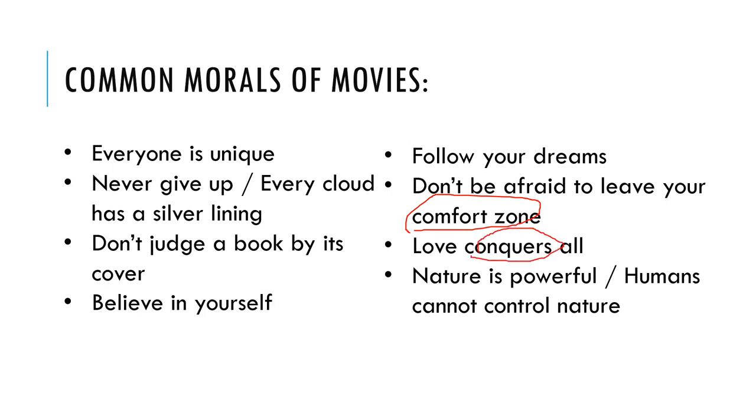Conquers means 征服. So let's say if your film is a romance, then you think that the message behind is the power of love, then you can say, the moral behind the film is love conquers all. The last one is nature is powerful or humans cannot control nature. Now, if your film is like a sci-fi, which is about some natural disaster, we can also call those films disaster films, then the message is probably this one. Humans cannot win over nature or cannot control nature.